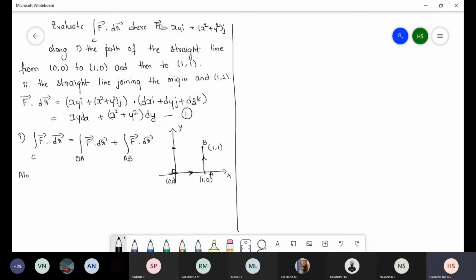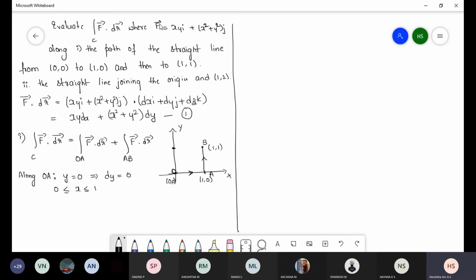Now first along OA, we have to see the common point. The points given are 0, 0 to 1, 0. Suppose x varies from 0 to 1, but y varies from 0 to 0. It is not possible, so what we have to take? y is equal to 0, because y varies from 0 to 0 and we don't have any value. So y is equal to 0. Differentiate this, dy is equal to 0. Then obviously x varies from 0 to 1.